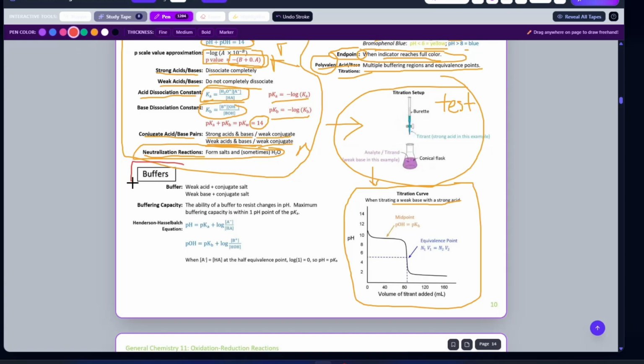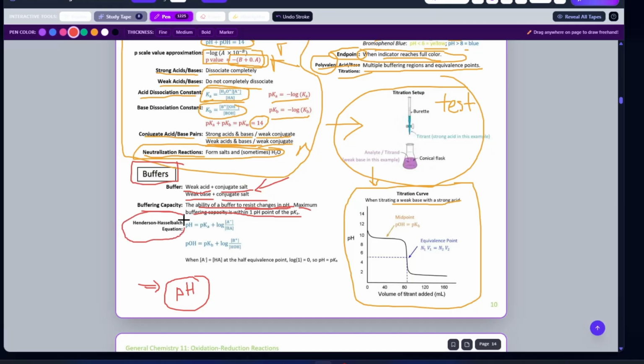And now we have buffers, last but not least. A buffer is used in our own bodies, by the way. And a buffer, what it'll do is it'll resist changes in the pH. So resist changes. Oh, it's right here. Buffering capacity, ability of buffer to resist changes in pH. Maximum buffering capacity is within 1 pH point of pKa. Interesting, right? A buffer is when a weak acid plus a conjugate salt or a weak base plus a conjugate salt. So you can just memorize that in your head.